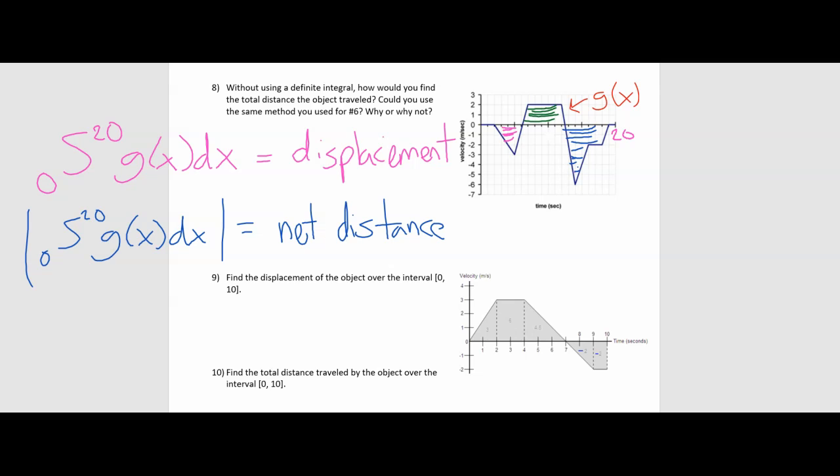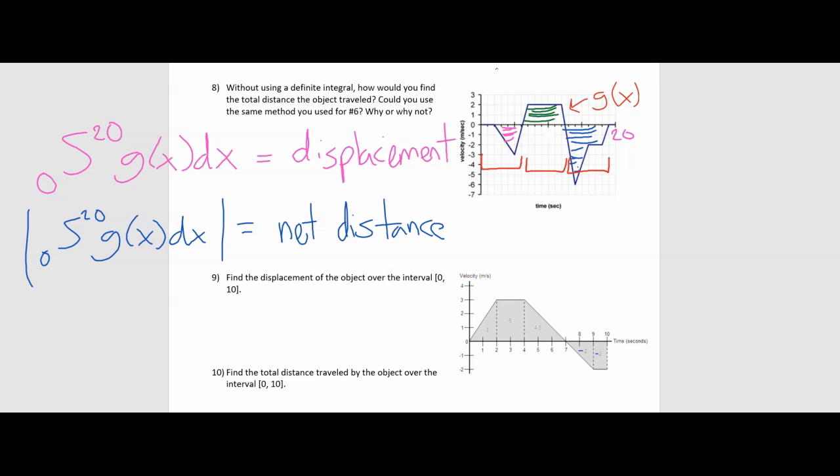Because again, with total distance, when you change direction, if you don't factor that in, that's going to throw off the total distance. So you would need to break your integral up over these three intervals. And then again, you have to find the positive areas of all of those and add those together.